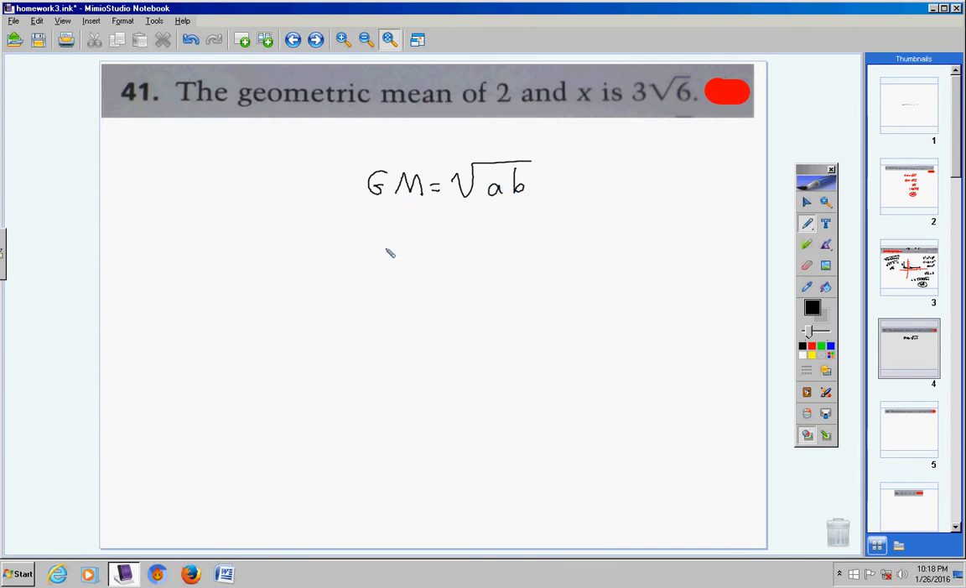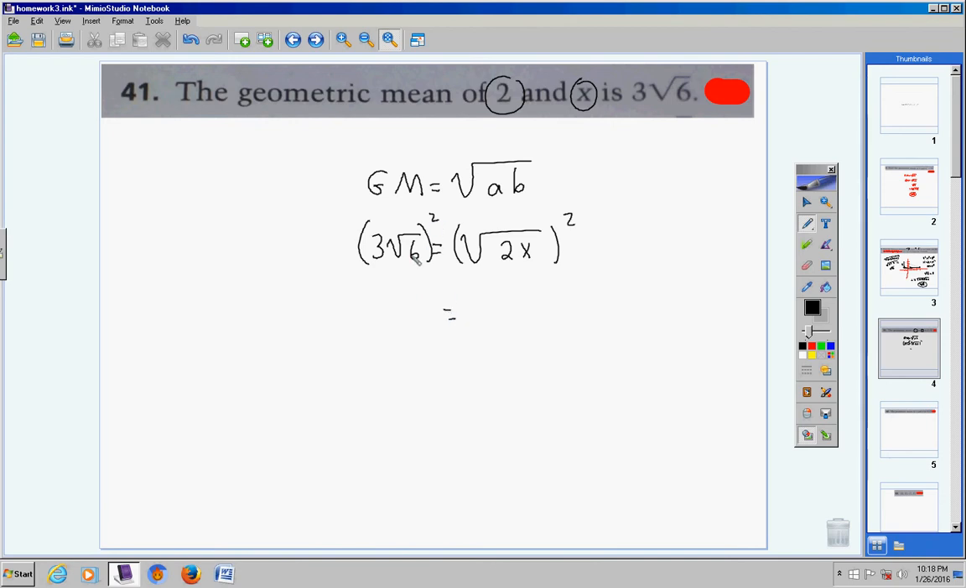So the geometric mean is 3 square root of 6. My a and b are 2 and x, so 2 times x. Now, I don't want these radicals, so I have to square both sides. Square one side, square the other side. Notice we don't just square the radicals, we square the sides.